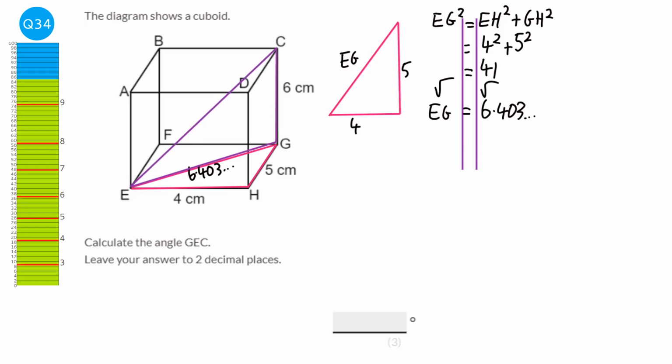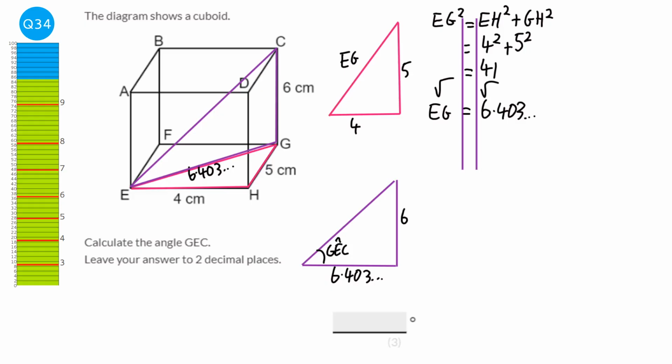Okay, and so I'm just going to draw that triangle as a 2-dimensional triangle. And again, it's a right angle triangle. The height is 6, the width or the base of the triangle is that 6.403 that we've got, and the angle GEC is actually this angle here, so this is angle GEC. Okay, and we can show it like that.